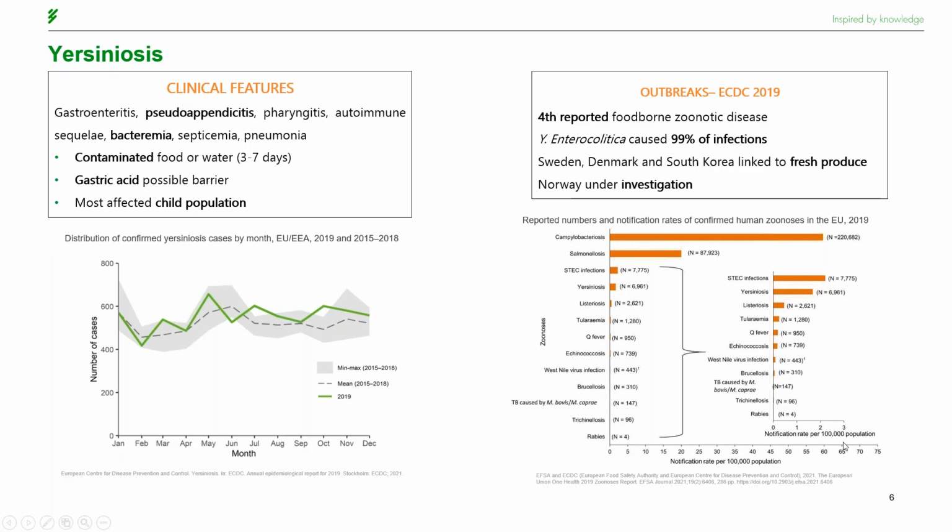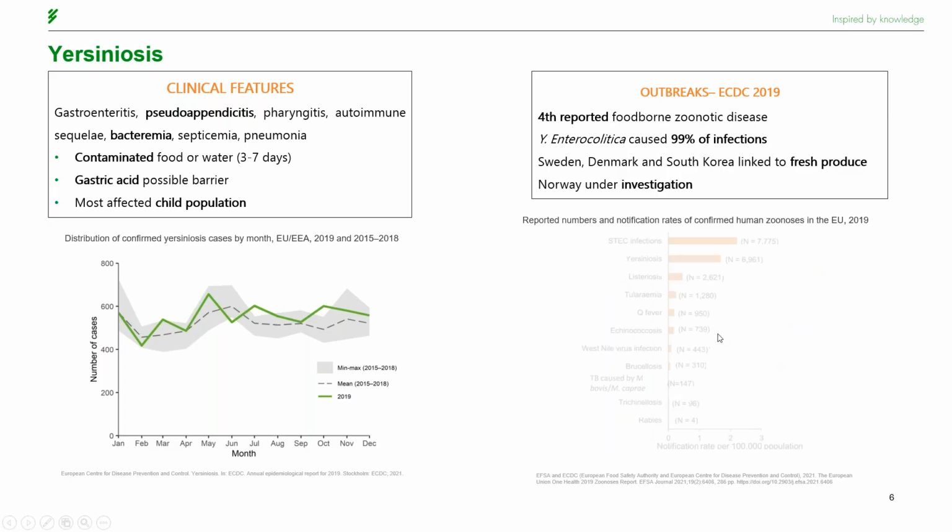So relying on information from the latest epidemiological report by the ECDC published earlier this year, we know that in 2019, yersiniosis was the fourth foodborne zoonotic disease most frequently reported in the European Union. So in this bar graph, we have the notifications of confirmed cases of zoonotic diseases. We can see, of course, the always trendy Campylobacteriosis and Salmonellosis, but it is, for our purpose today, more interesting when we focus on these other infections. So let's take a look.